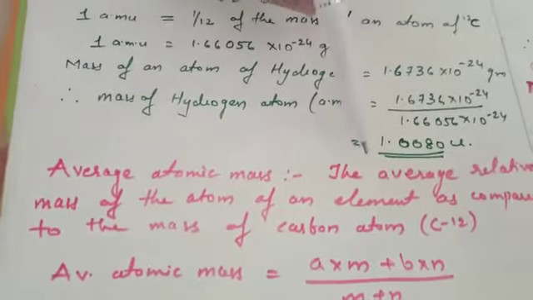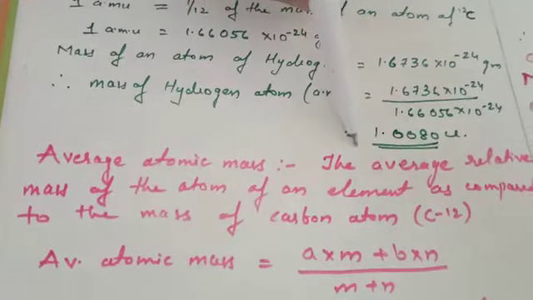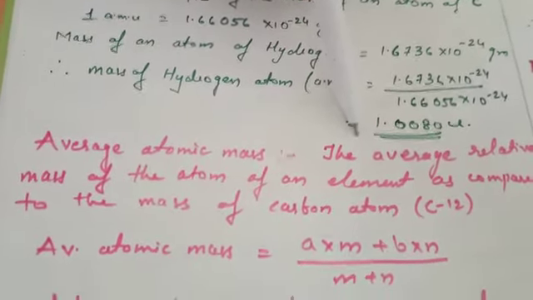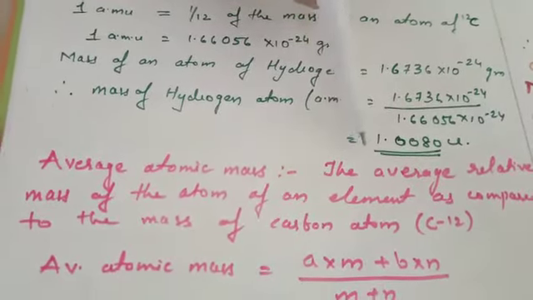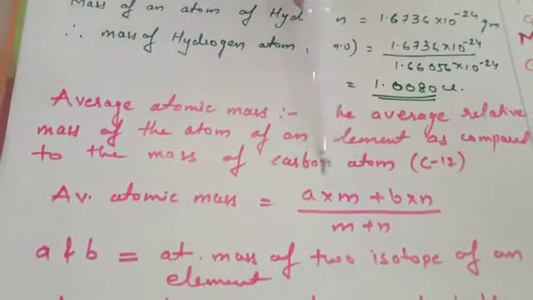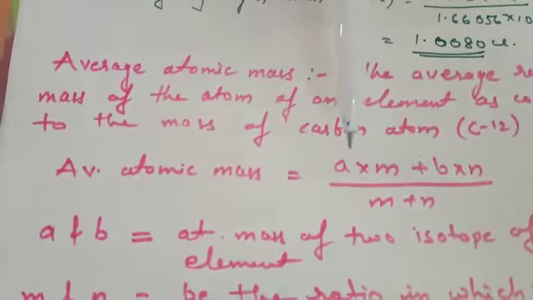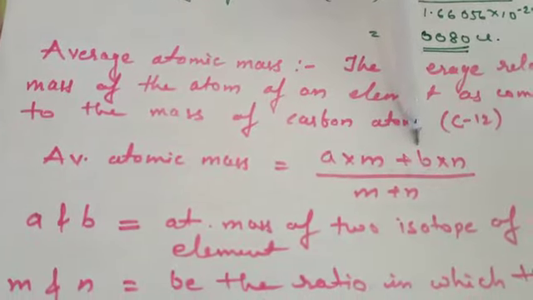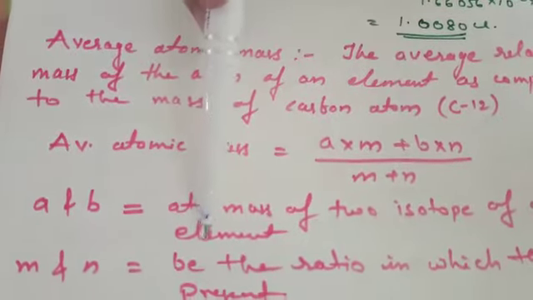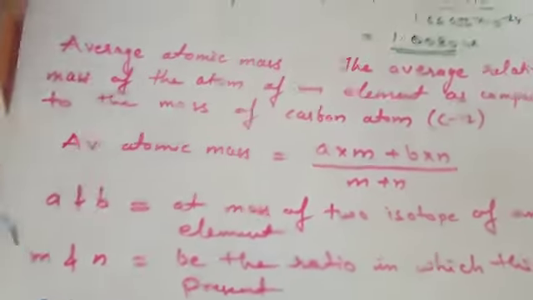Now the next topic will be average atomic mass. Average atomic mass we are going to count for those atoms which are present in isotopic form. Isotopes are those substances which have the same atomic number but different atomic mass. Now how to calculate the average atomic mass? It is (A into M plus B into N) upon (M plus N), where A and B are the atomic masses of two isotopes, whereas M and N represent the percentage or the ratio of the isotopes present in nature.